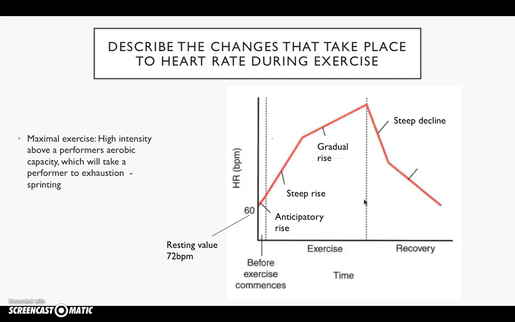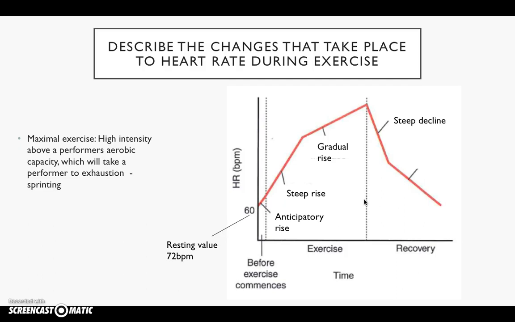So on your notes, you should have 1, resting value, 72 beats per minute. 2, anticipatory rise. This is due to adrenaline being released and stimulating the SA node. 3, steep rise, which we're going to talk about. 4, is going to be a plateau during submaximal work. Number 5, can you put as gradual rise and put next to that maximal exercise. And then point 6 is going to be a steep decline, and that is because oxygen debt has been repaid.